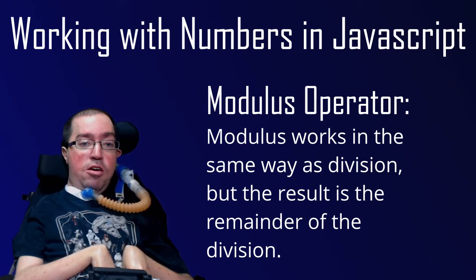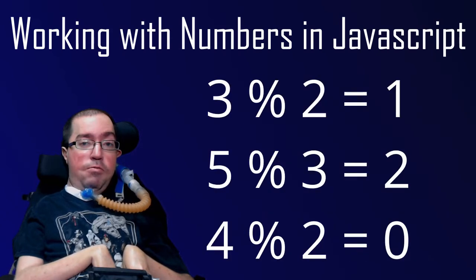The last math operator you need to be aware of is the modulus operator. The modulus operator, indicated by the percent sign, works in the same way as division, but the result will only give you the remainder of the division. For example, 3 modulus 2 will give you 1, because 2 goes into 3 once, with 1 left over.